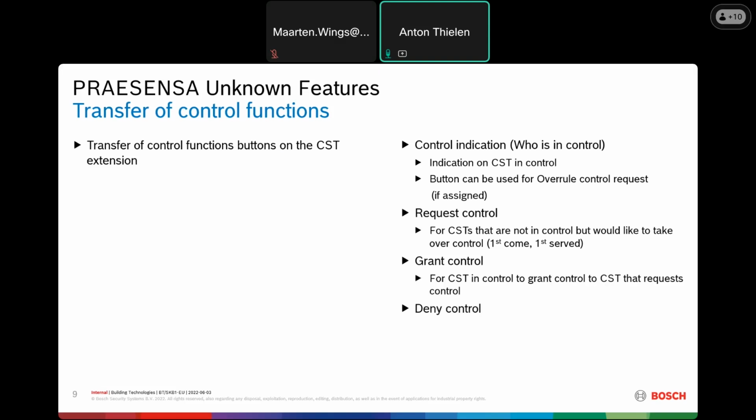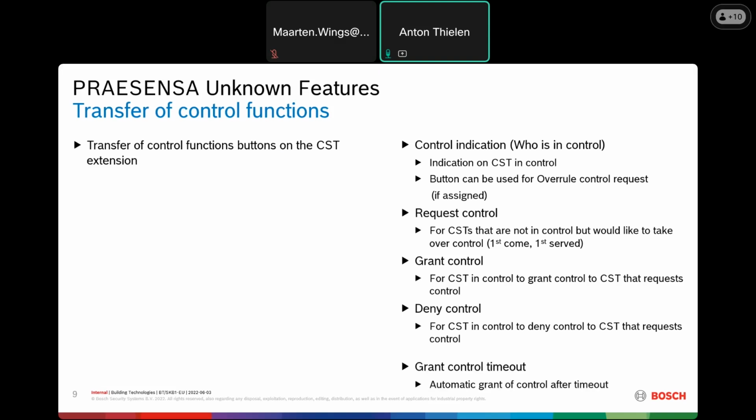And then you can deny control. So for a call station in control to deny the control that requests. Yeah, so that's also something which is possible. And then there's a timeout. You can configure a timeout. If there is no response from a grant or deny, then automatically the other one takes over.